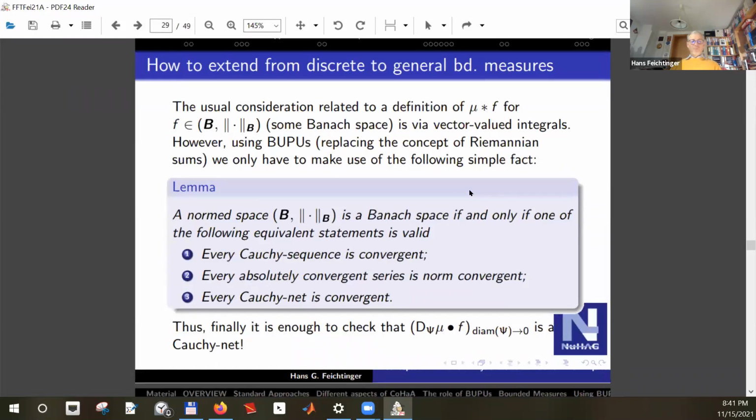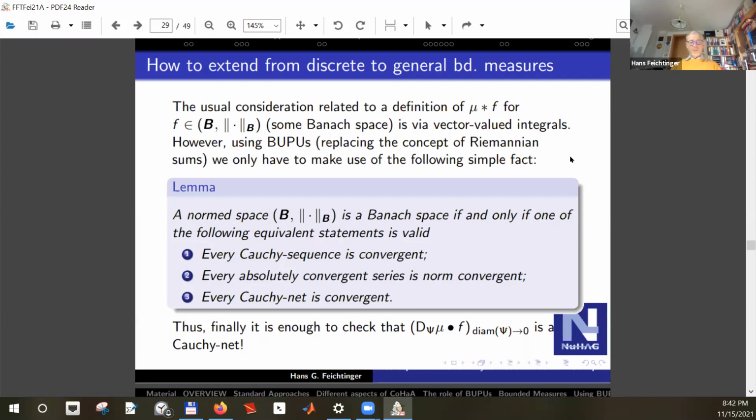And when you go for a proof, you really only have to show that the discrete approximations that we have created with the help of the BUPUs create a Cauchy sequence. Well, maybe not a Cauchy sequence, but a Cauchy net. And therefore, it's good to check, and that's in the appendix of this fresh paper, that a norm space is a Banach space, so it's complete by definition, if every Cauchy sequence is convergent. But of course, equivalently, that's how it's often proved, by showing that every absolutely convergent series is norm convergent. Or also, more disorganized, if you want, that every Cauchy net is convergent.